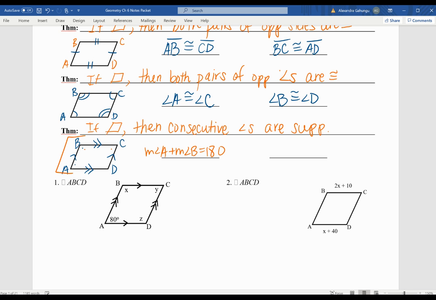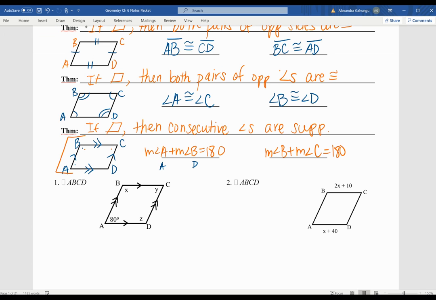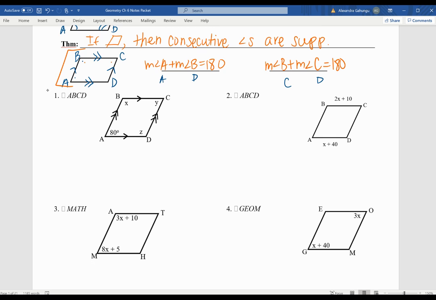So B and C are supplementary. So the measure of angle B plus the measure of angle C is 180. And you can swap out any pairing here. So you could do A and B because they're consecutive, they're right next to each other, then B and C. You could also do A and D. Those two are supplementary, and C and D are also supplementary. So as long as they're just right next to each other. And we will apply these to our parallelograms.